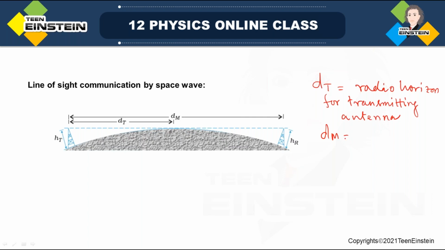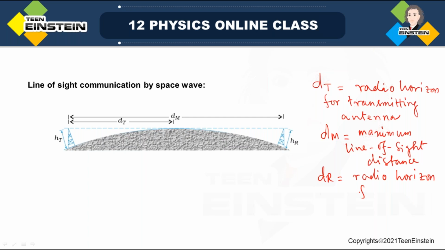And then dm, what is dm? dm is called the maximum line of sight distance. What is dr? There is something called dr. This is the radio horizon for the receiving antenna.